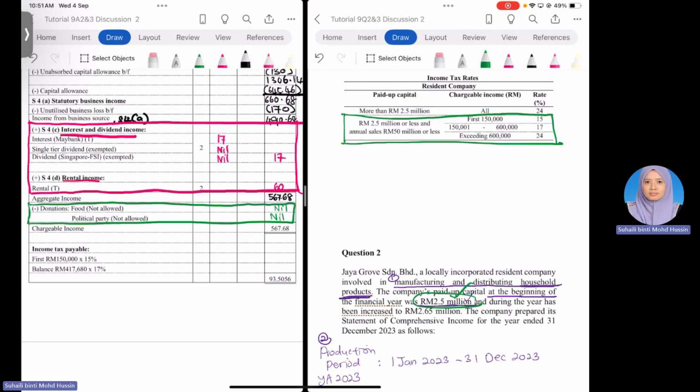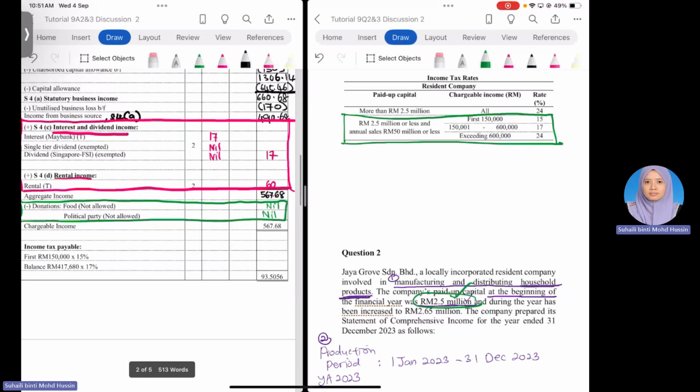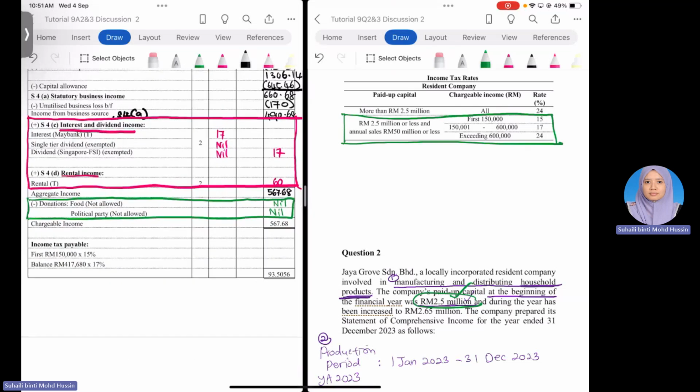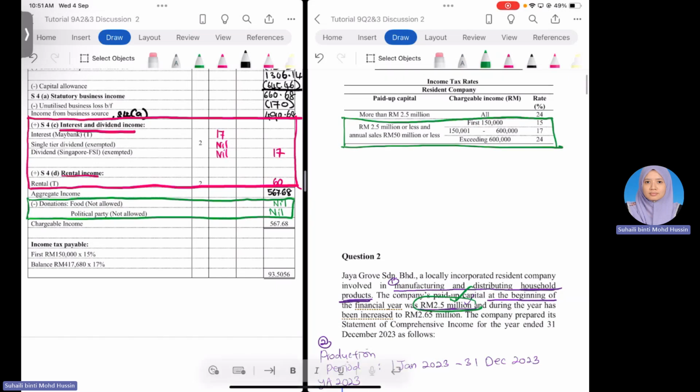So since the company only has chargeable income of 567,680, the first 150,000 ringgit times 15% will be taxed at 22,500 ringgit. And the balance, which does not exceed 450,000 ringgit, times 17%. So you get the income tax payable.